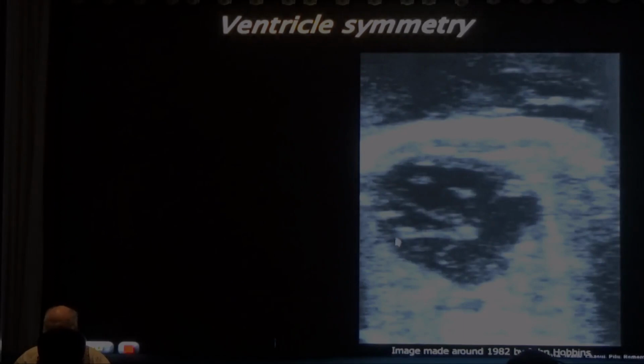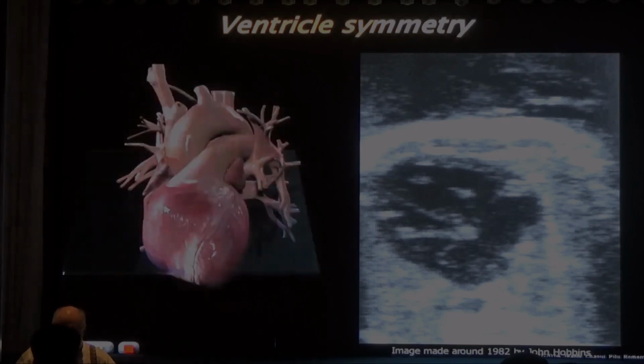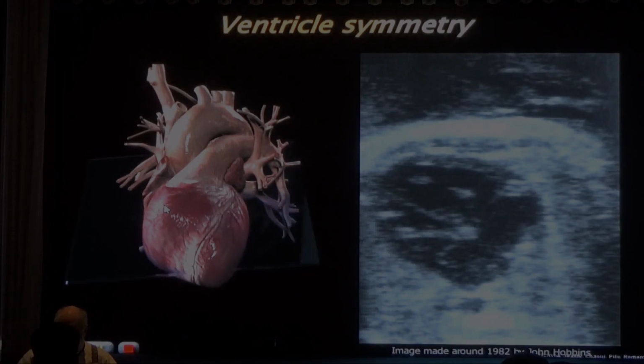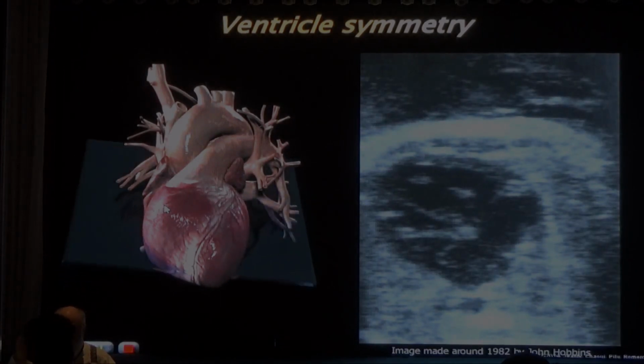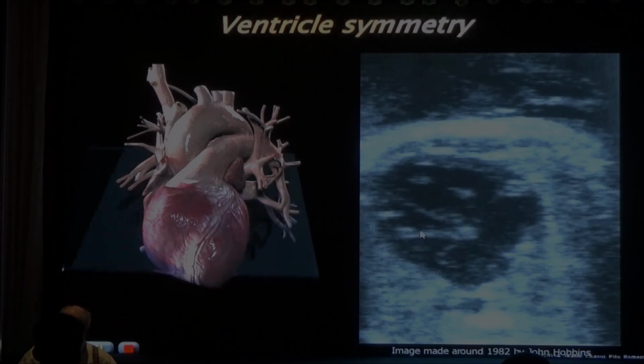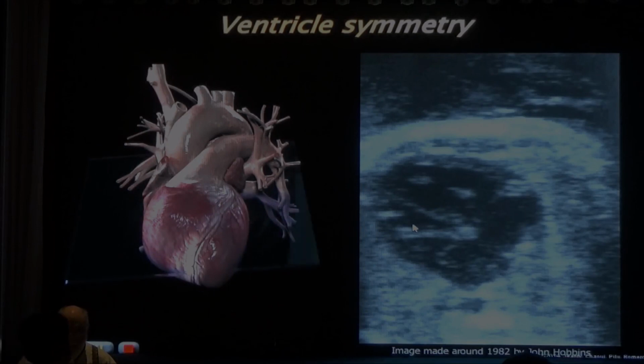This is another example, another of these old images from 1982. And this was my professor, John Hobbins, a wonderful person. And when you have asymmetry of the ventricles, most of the time it is because the section is not equatorial to both ventricles, so you have to correct for that. But if this is the best you can get, then it's abnormal. And he decided to do an amniocentesis on this baby, and the baby had trisomy 18.